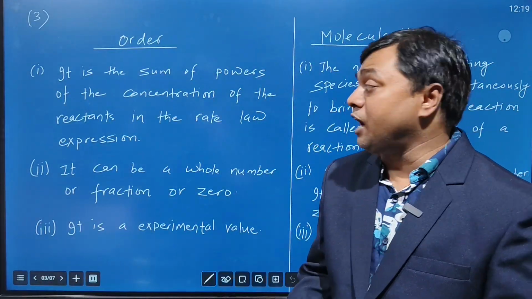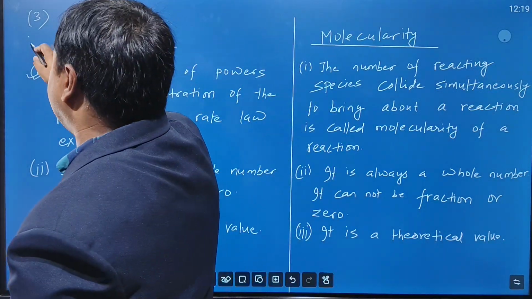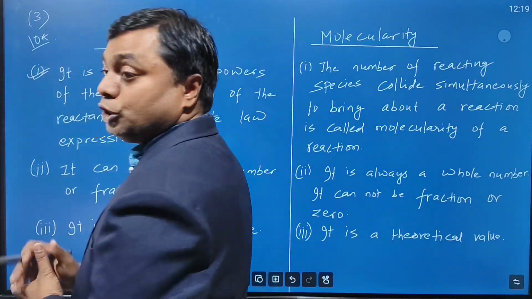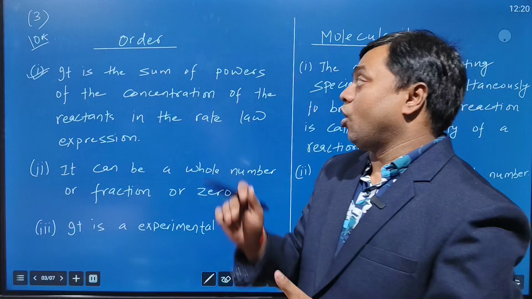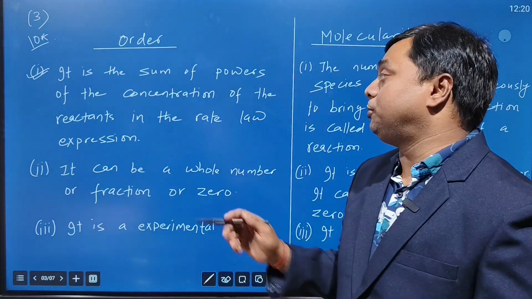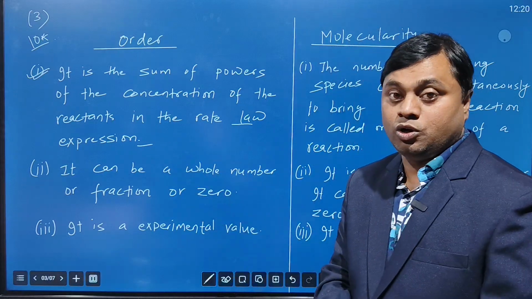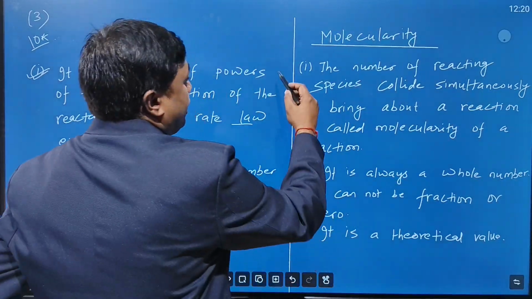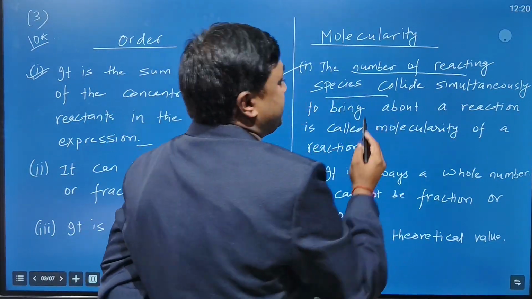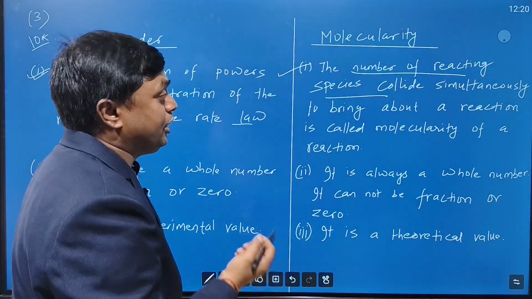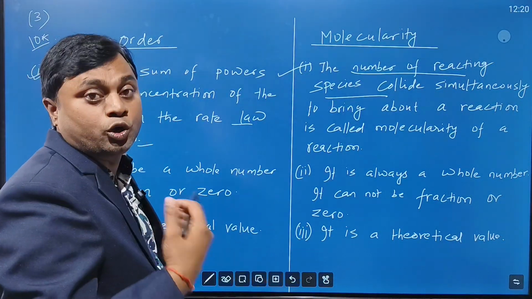Differences between order and molecularity. You can mark this as 10 star question, expected question for the board exam. Order of the reaction. It is the sum of power of the concentration of the reactants in the rate law expression. Whereas when we talk about the molecularity, it is the number of reacting species colliding simultaneously to bring about a reaction.